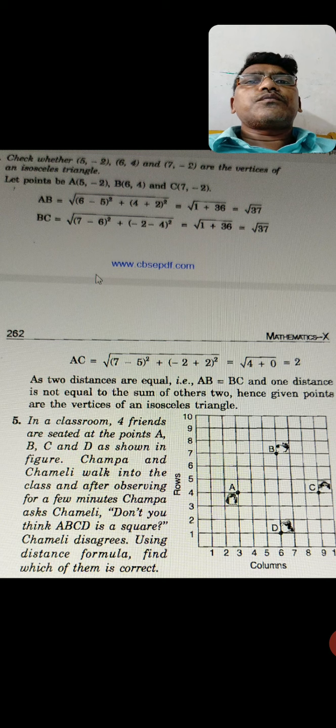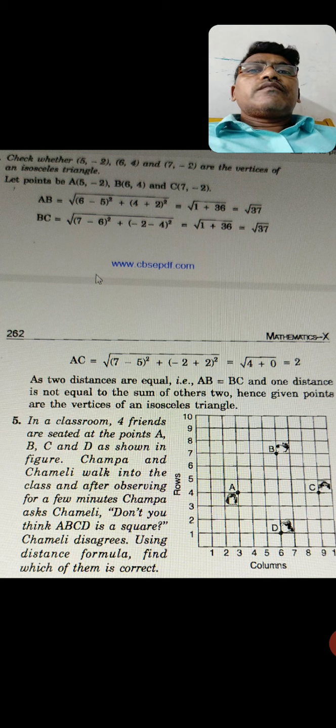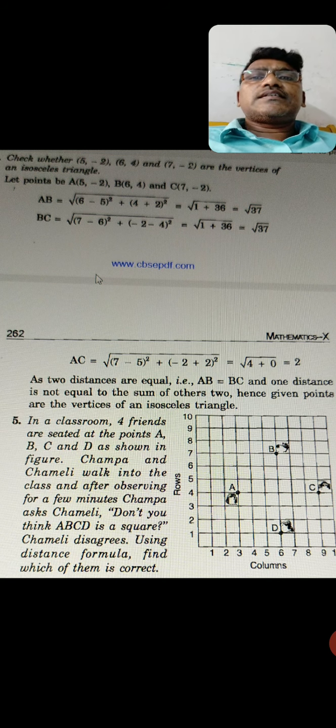They are asking you this question. You are going to check whether the given points form an isosceles triangle or not. How can we know? We need to know the measurement of all the sides, I mean the length of all the sides. Here, triangle means 3 sides are there.